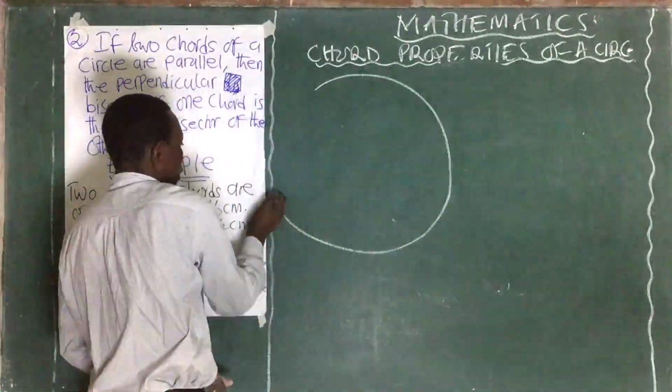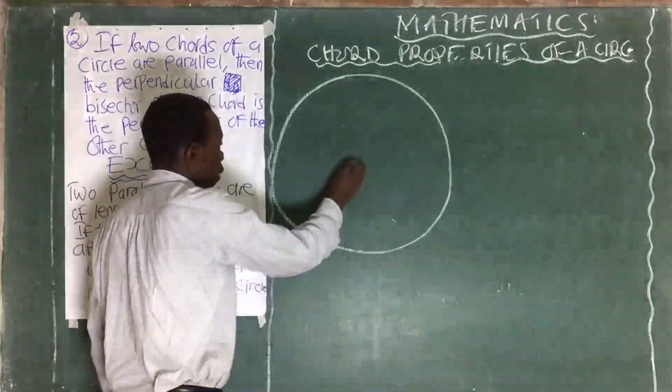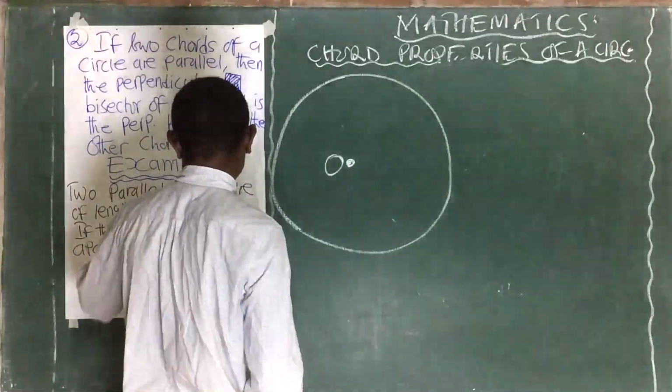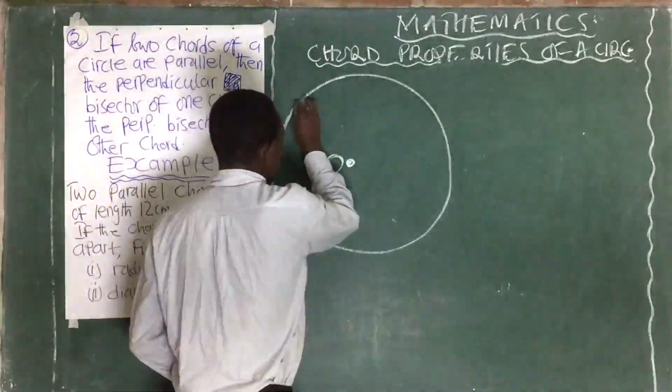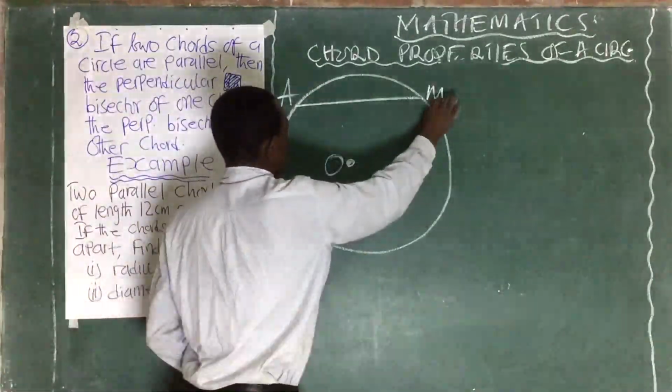Right? Look at this. This is my circle, right? Center O. This one is my center, and one chord is 12. So this one is 12 centimeters. I'll call this one chord AM.